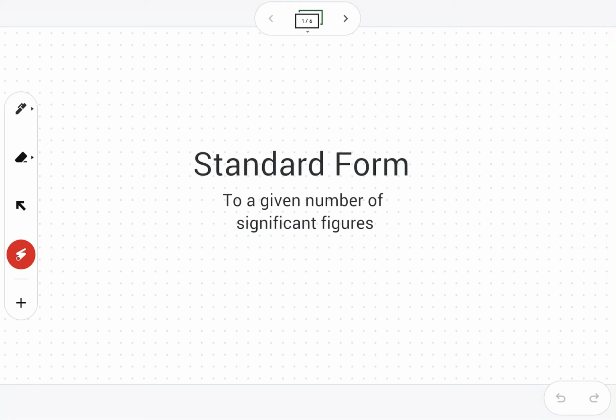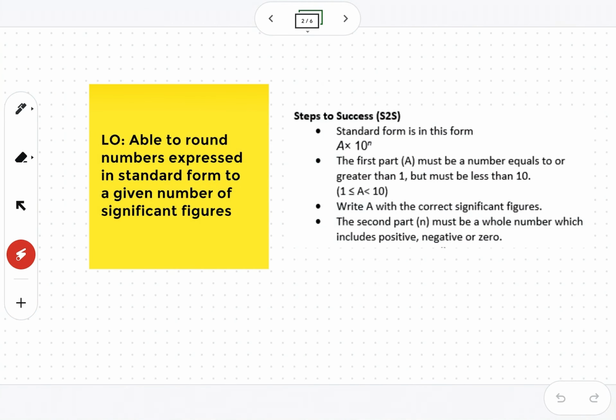This is the last part of standard form. We will be doing standard form to a given number of significant figures. So our objective, our target for today's lesson, is to be able to round numbers expressed in standard form to a given number of significant figures. So you will probably need to convert an ordinary number to a standard form number, but this time you need to be aware of the significant figures.